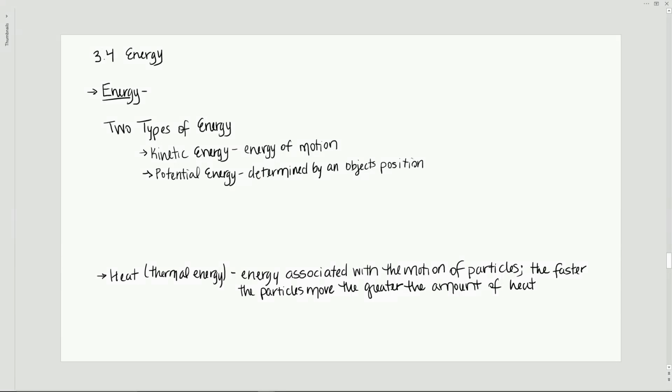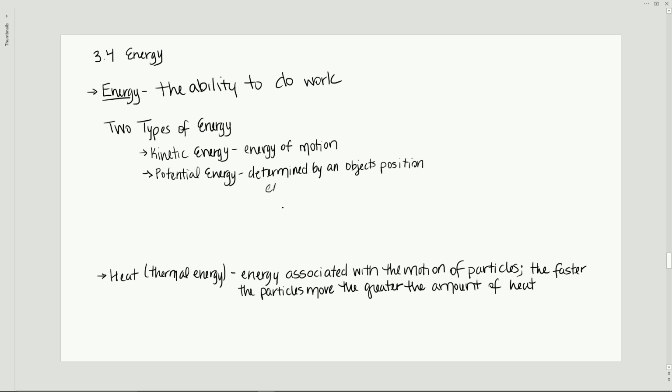Section 3.4 is on energy. So the definition of energy is the ability to do work. There are two different types of energy, kinetic energy and potential energy. Kinetic energy is the energy of motion. Potential energy is determined by the position of an object.